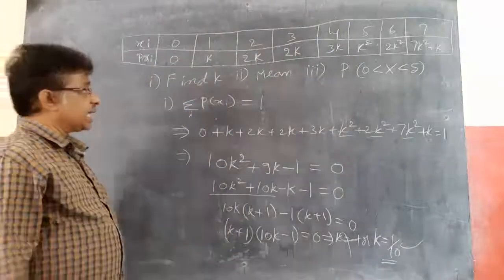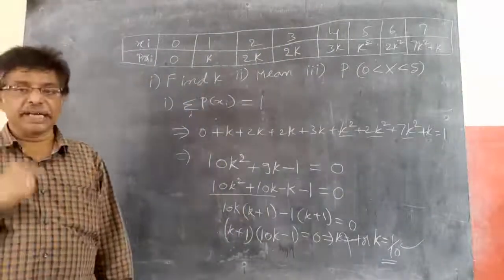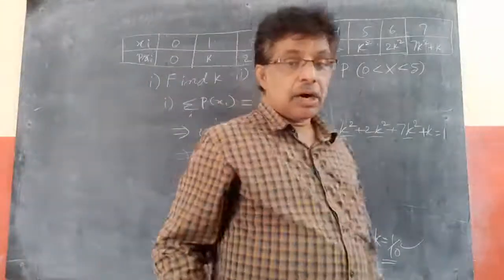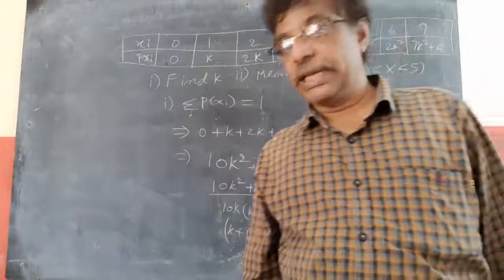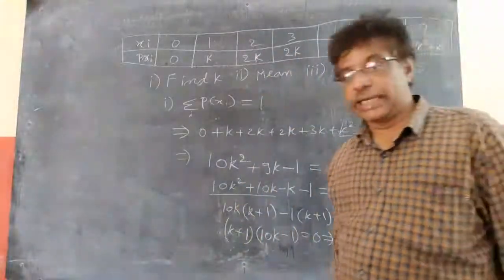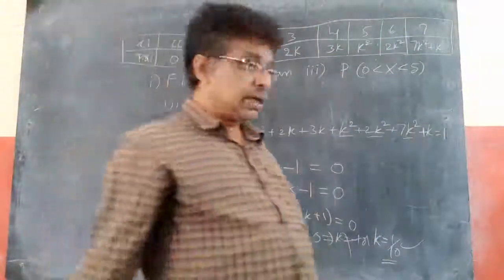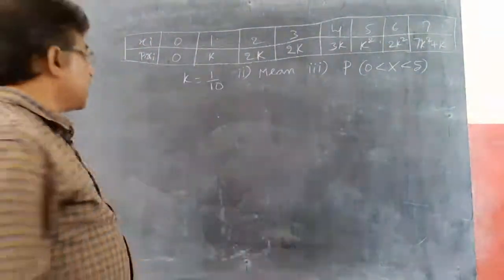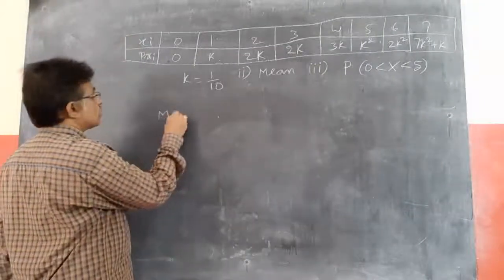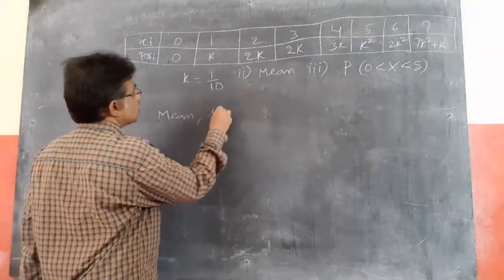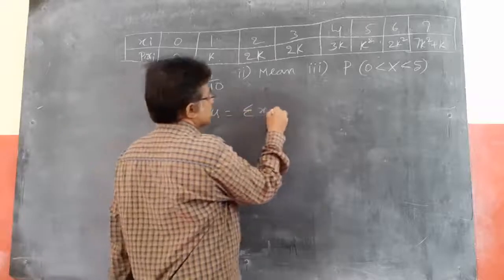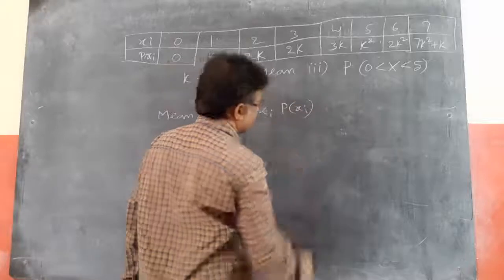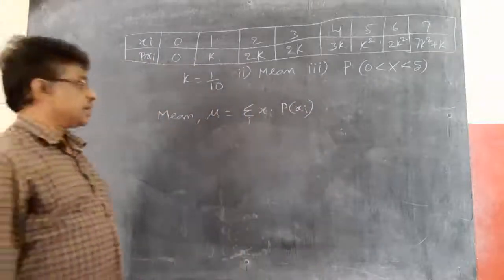Now this is k. After getting k, I need to go for the mean, because the question asks for the mean. How to find the mean? Mean is equal to sigma xi into p of xi. So the mean mu is equal to sigma of xi into p of xi.